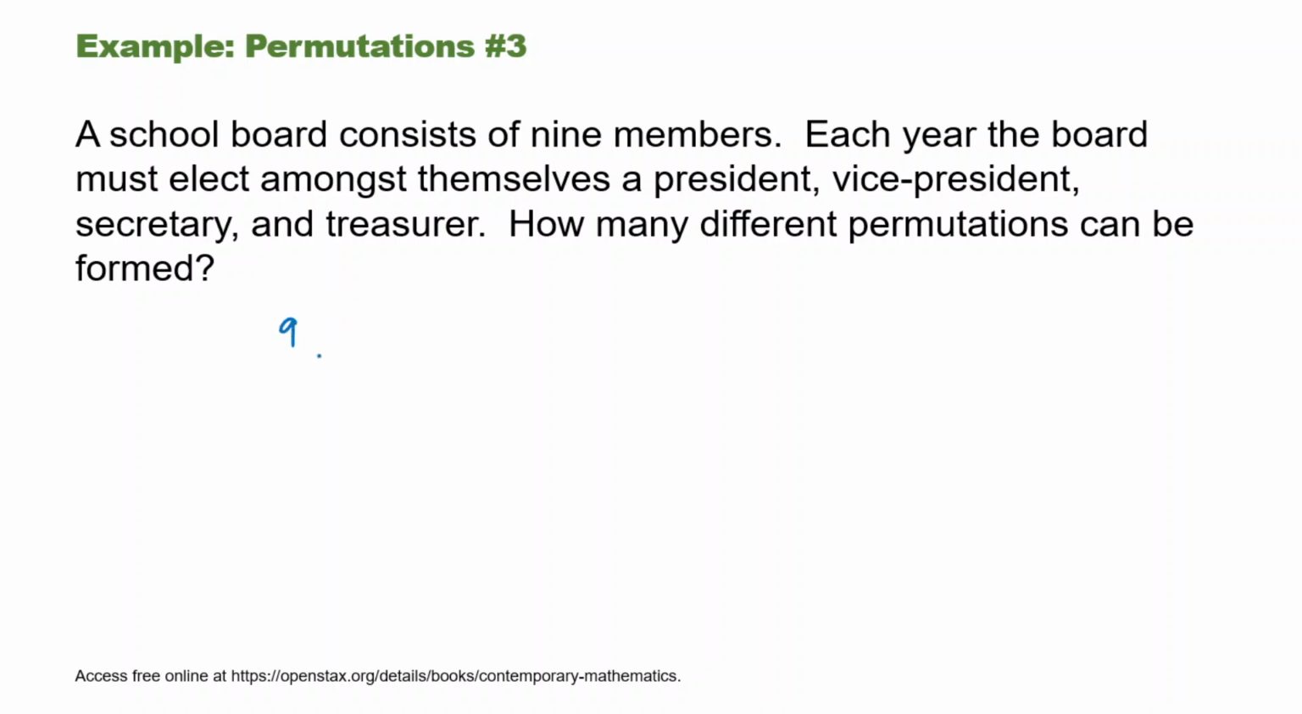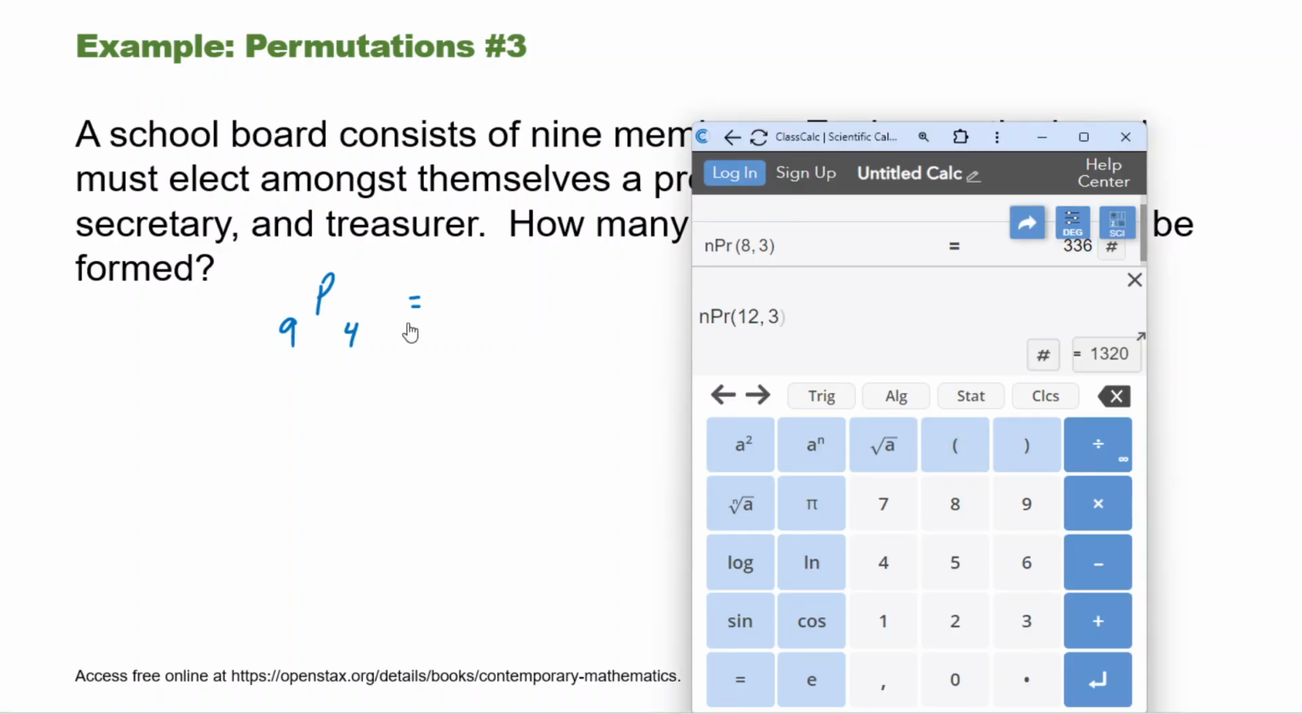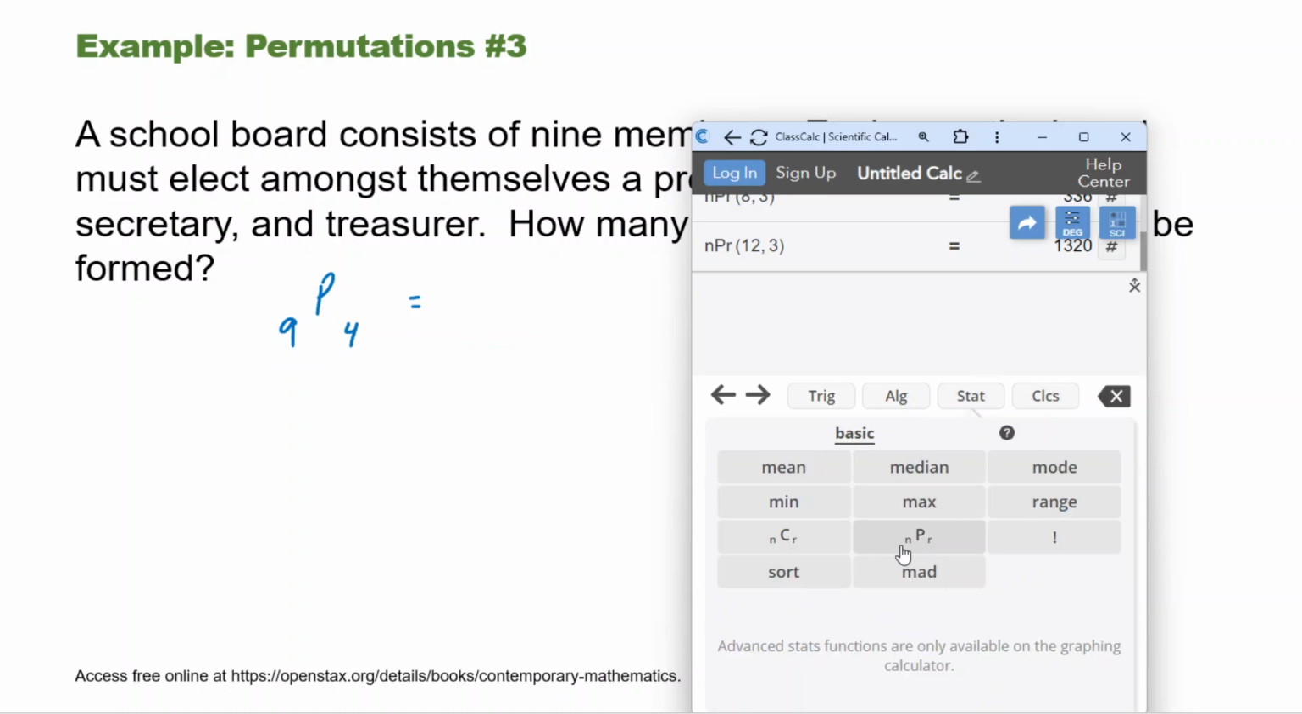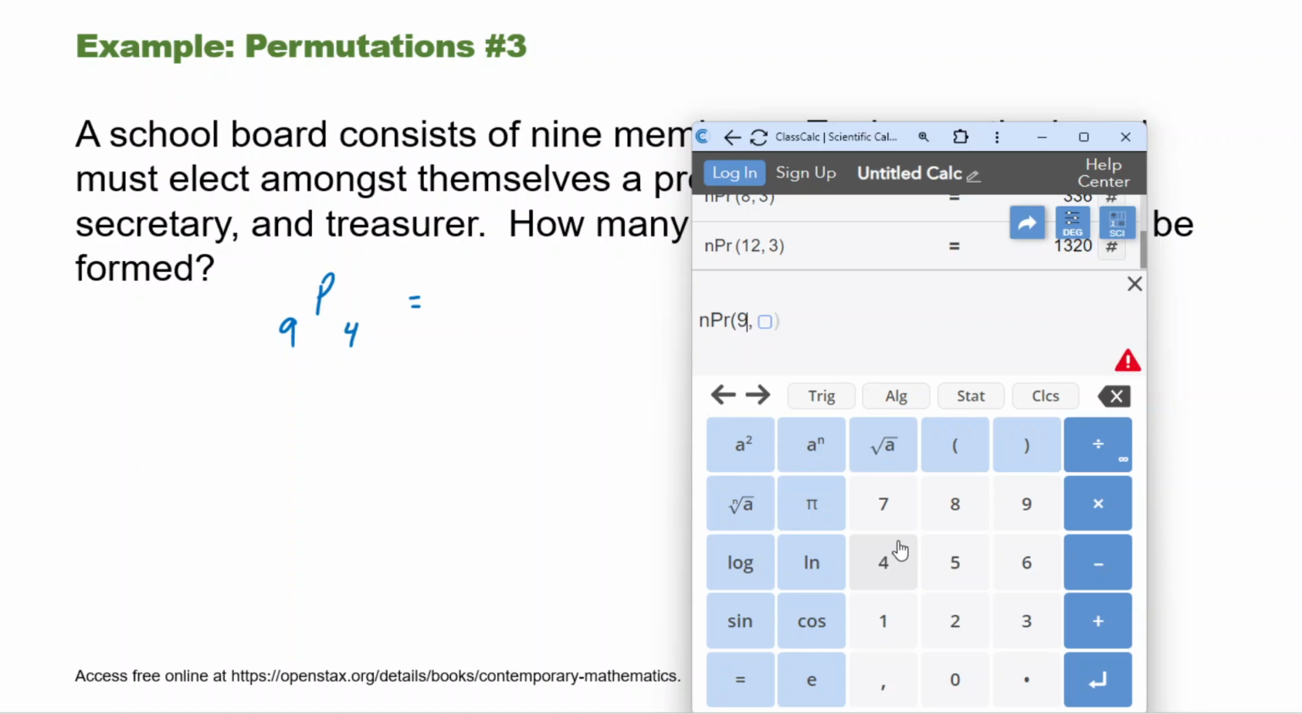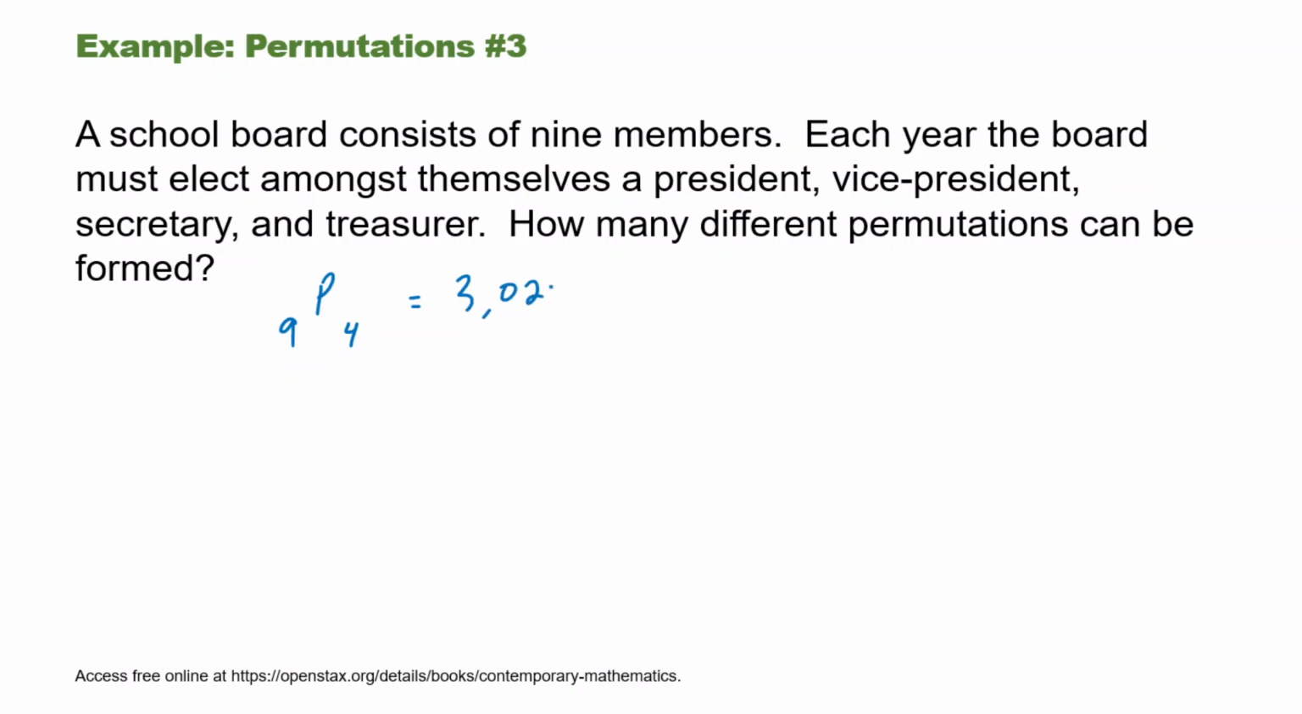So we have 9 people. We have a permutation because the order matters, and there are 4 that we are selecting. So 9p4. So if I go over to Class Calc, and I again go to my scientific calculator, choose Stat, choose NPR, 9, 4, I get an answer of 3,024. So there are 3,024 different permutations that can be formed.